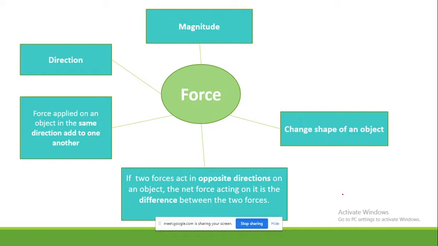Okay, birthday girl, do you want to answer? Mokshita? It can lift, ma'am. Okay, using force we can lift things. Mokshita, can you try? Yes, ma'am. Can you repeat? The question is, list the effects of force. What all things can force do?